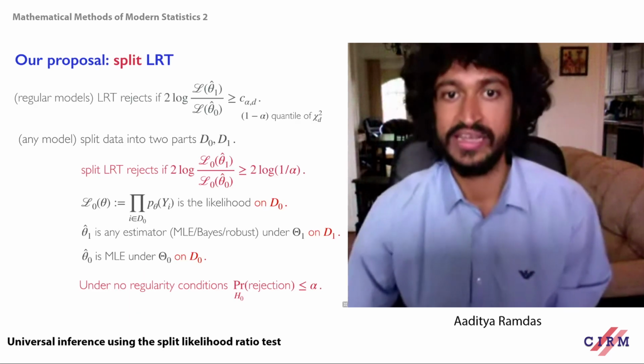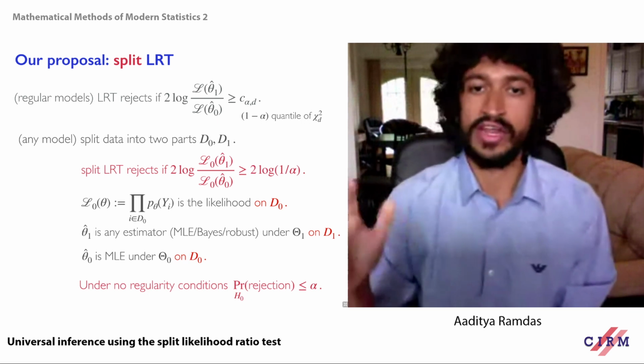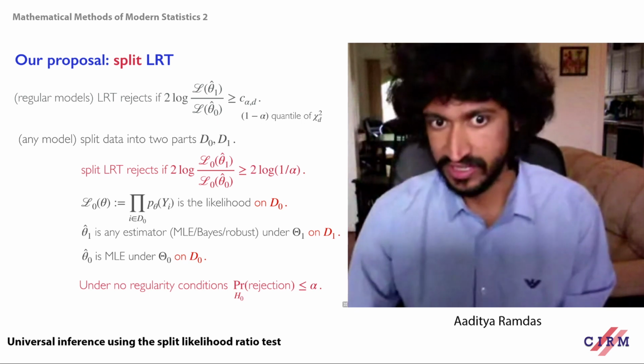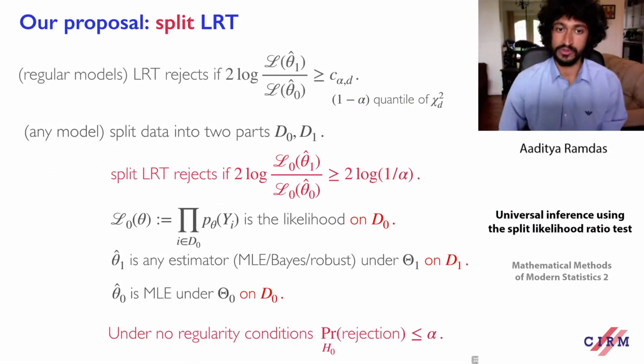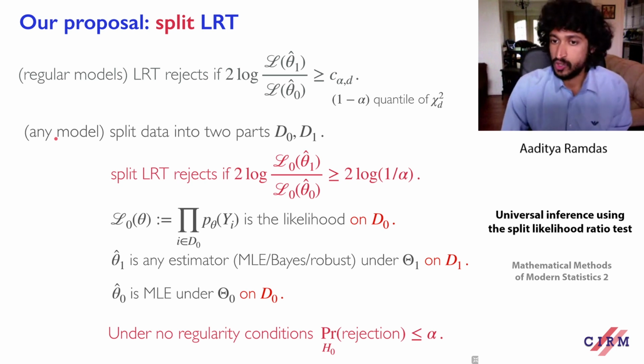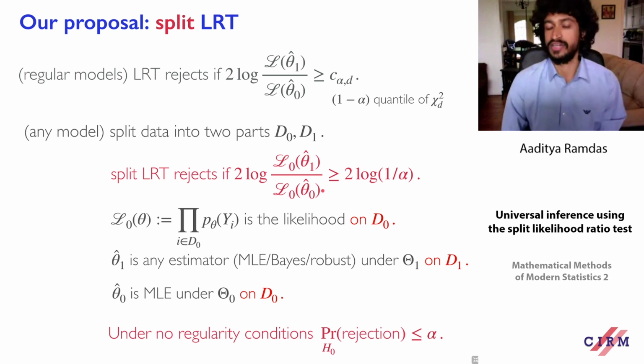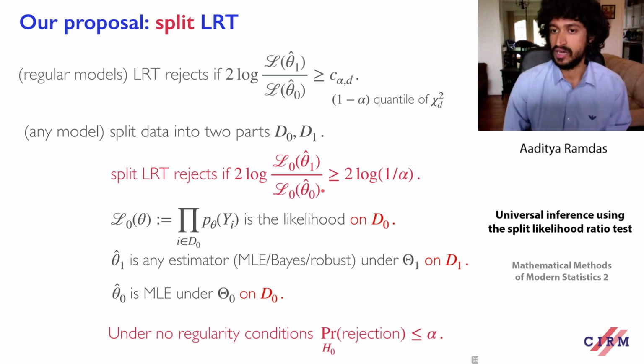Here it is on one slide, the split likelihood ratio test. The first line is just recalling what the usual likelihood ratio test does. This is what we propose to do, and this works for any model, not just for regular models. Okay, so split the data into two parts, D0 and D1. Now, the split likelihood ratio test is going to reject if something very similar to before, 2 times the log likelihood ratio, is larger than a different threshold, 2 log 1 over alpha.